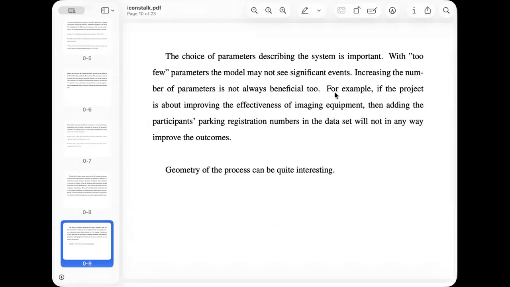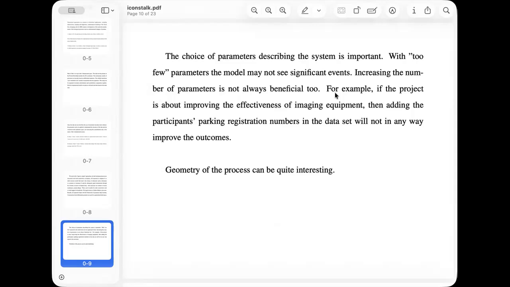The choice of parameters describing the system is important. Of course, there is a lot of discussion around dimensionality reduction, but that aside, with too few parameters, the model may not see significant effects. However, increasing the number of parameters is not always beneficial either. For example, if the project is about improving the effectiveness of imaging equipment, then adding the participant's parking registration number in the dataset will not in any way improve the outcomes.